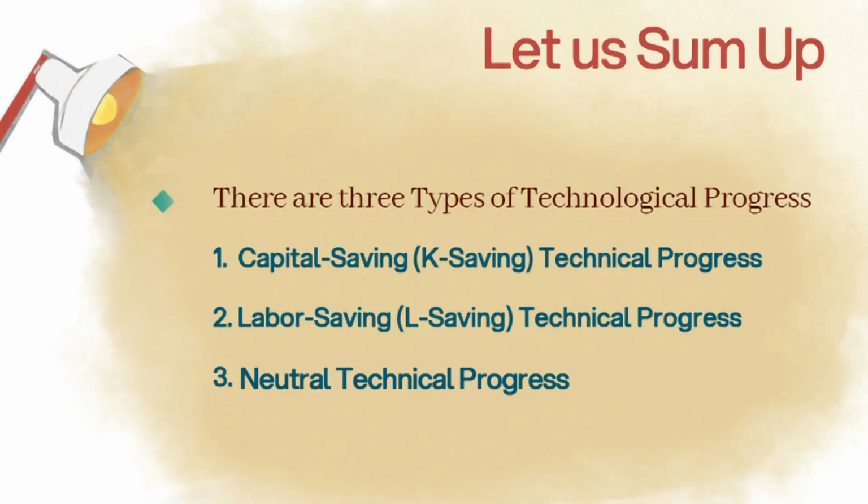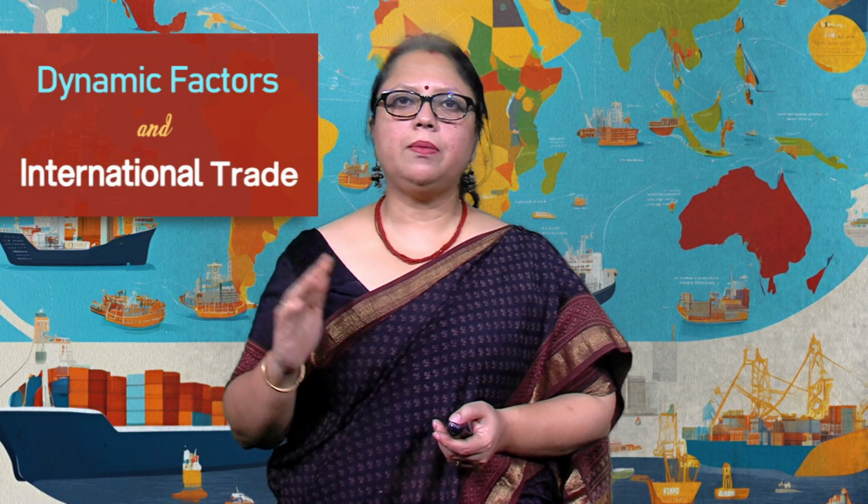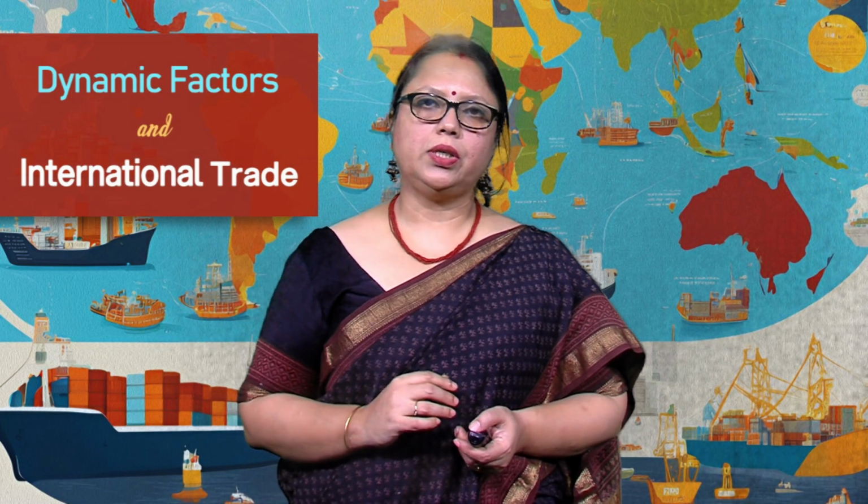Then secondly is labor saving technical progress or L saving. So in case of L saving, the productivity of capital increases more than that of the labor. So labor is replaced by capital in production, and it will lead to higher capital to labor ratio. For example, in the US, automation in wheat farming might make wheat production cheaper and increase its export.